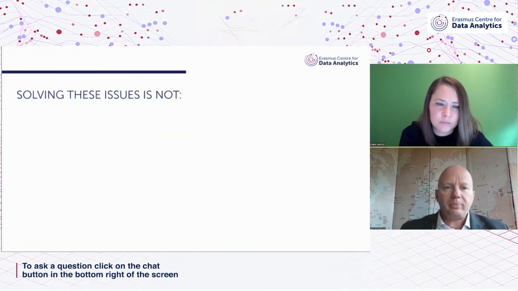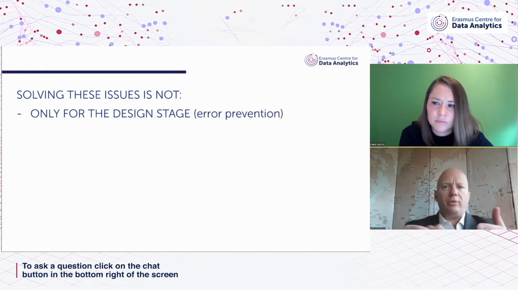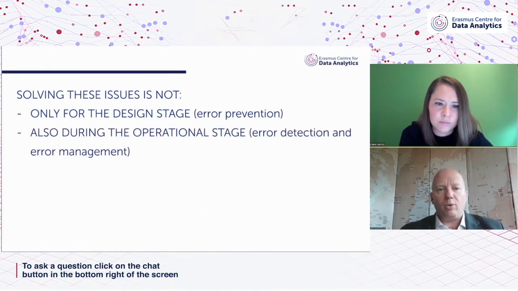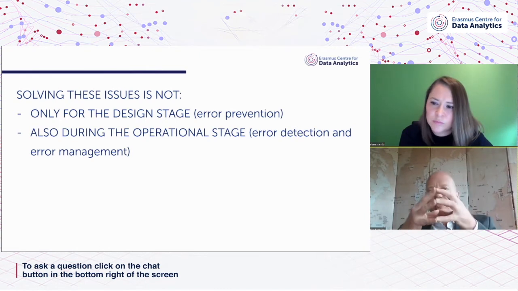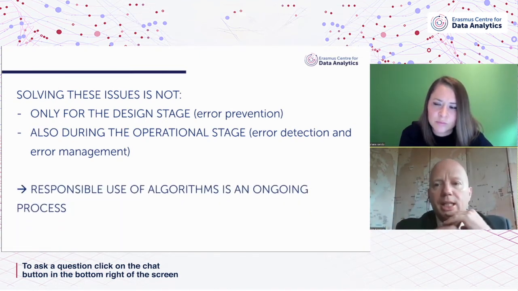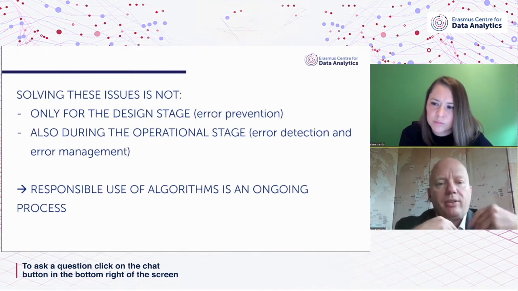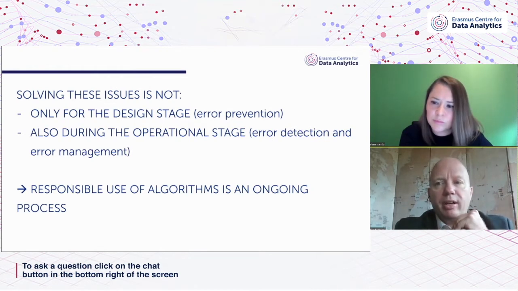Similarly, it's not just something that you do only during the design, where you test it. That's necessary, but it's more. It's also something that you have to do during the operational stage. You have to look at both error prevention as well as error detection and error management. All three phases need to be in there. And that means that the responsible use of algorithms is an ongoing process. And for that ongoing process, we have developed a framework.